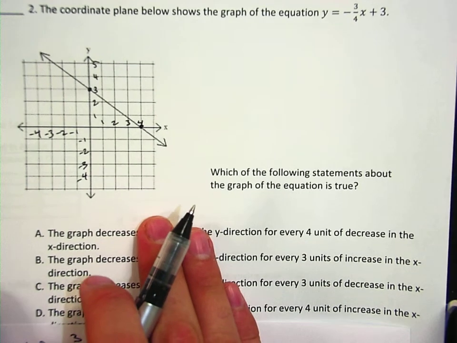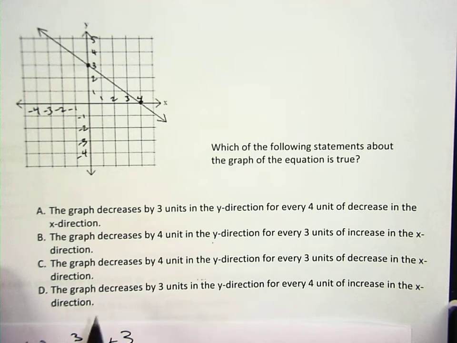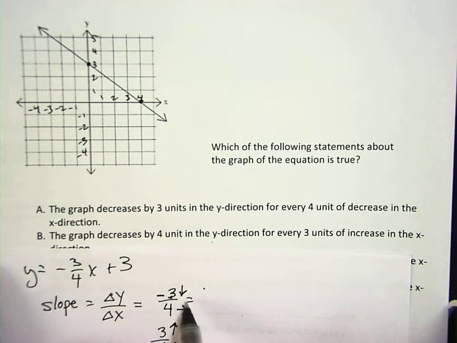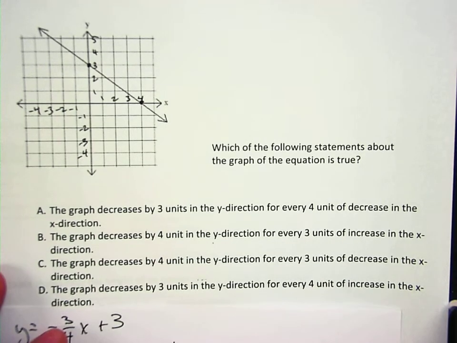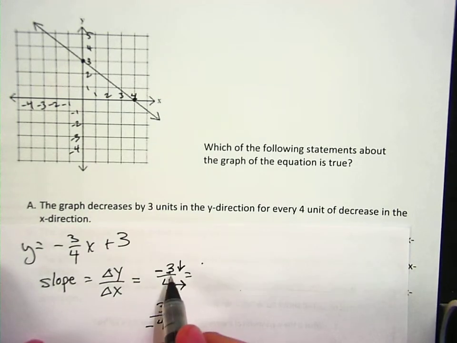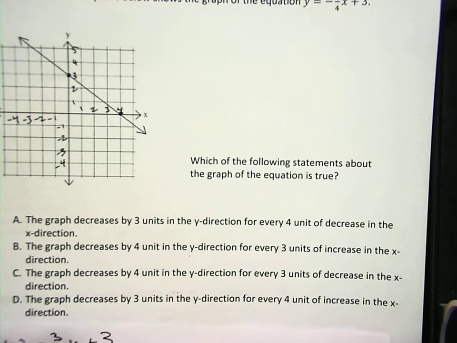So then it must be D, but let's look at it and make sure. So this says the graph decreases by 3 units. That was our first one. We said negative 3, so going down or decreasing. And then it says for every 4 unit of increase in the x direction. So that matches our description, going down 3 for the y's and going up 4 or positive 4 for the x's. So our answer choice here would have to be D.